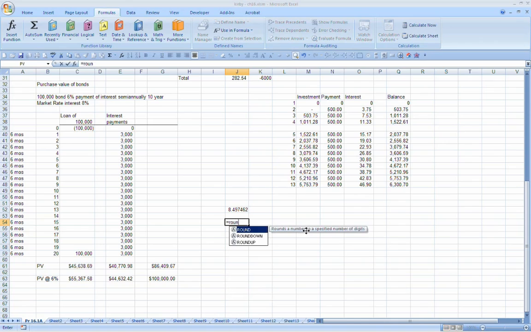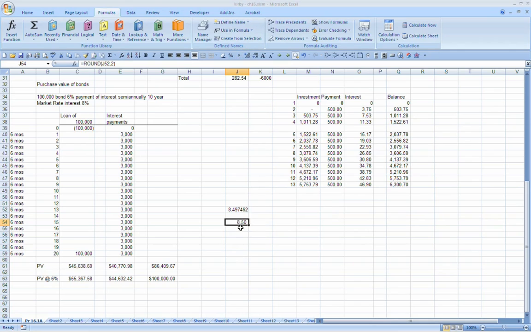There is a round function, equals round, point at what you want to round, comma, number of digits. So let's say I wanted it to be $8.50. 2 digits, enter, I get $8.50. Let me just make it show that way. Okay.